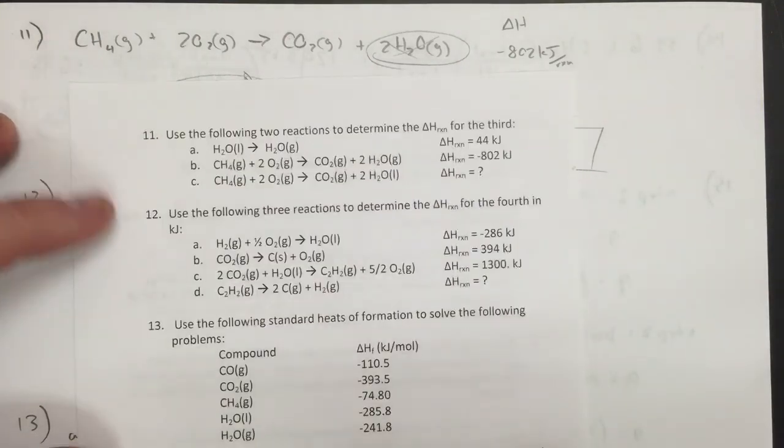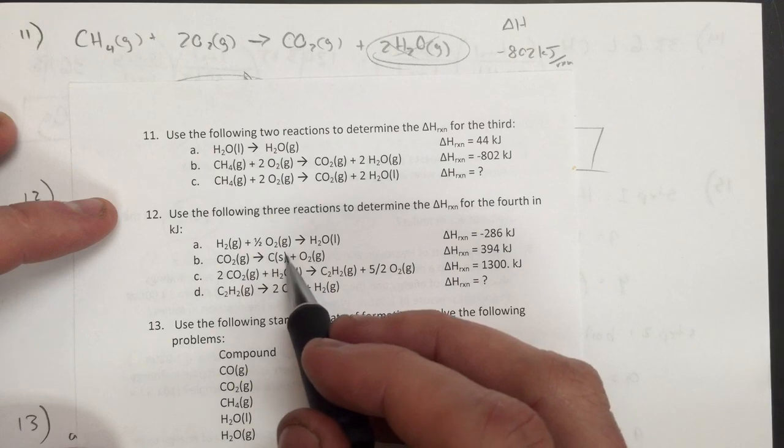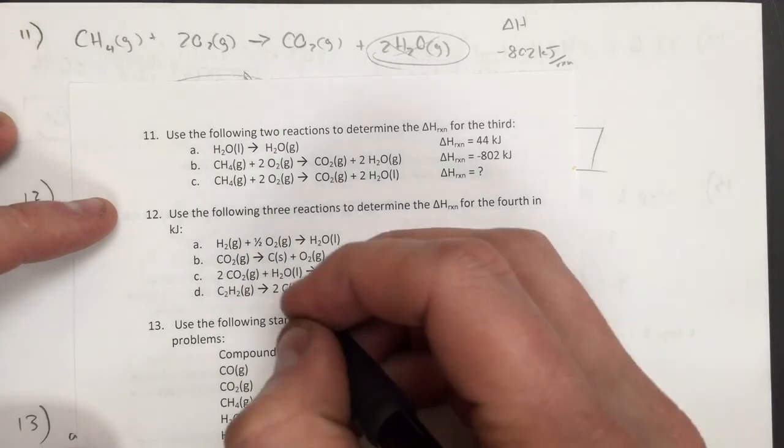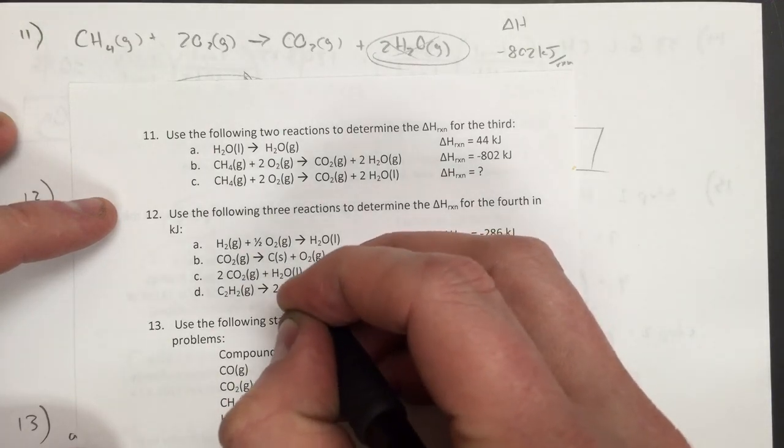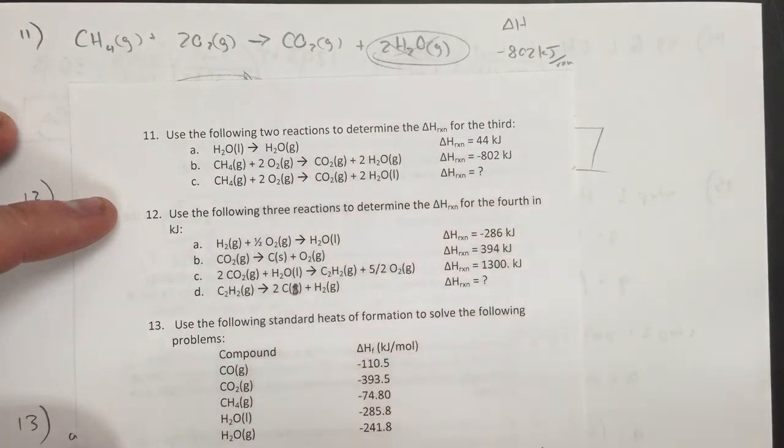There is an error in the problem here. Here we have carbon solid, and here we have carbon gas. This one should have still been carbon solid, because there's no other way that we can get that.